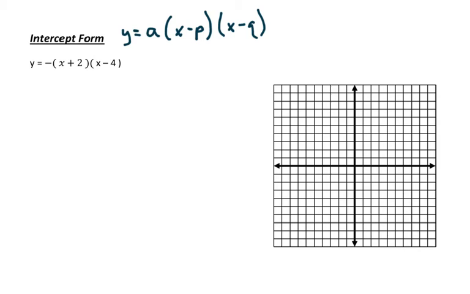In the first case, this first parentheses right here, that tells me that p is going to equal -2. And then the second one, that tells me that q is going to equal +4, because again, they lie. So now that we know that, here's what else we know. In this equation, we know that a is negative, and it's -1.